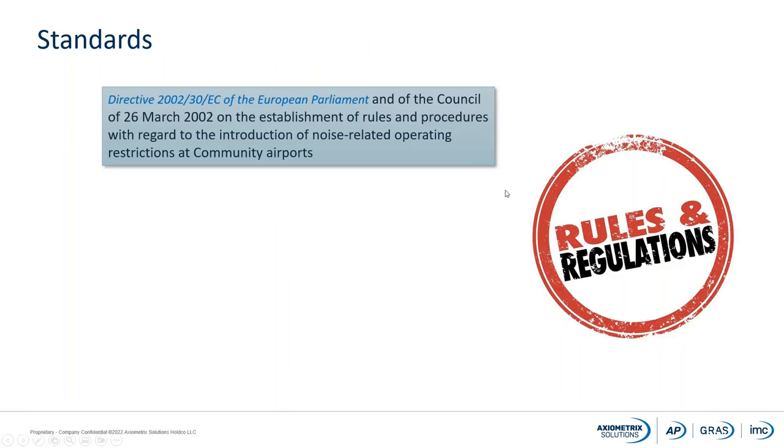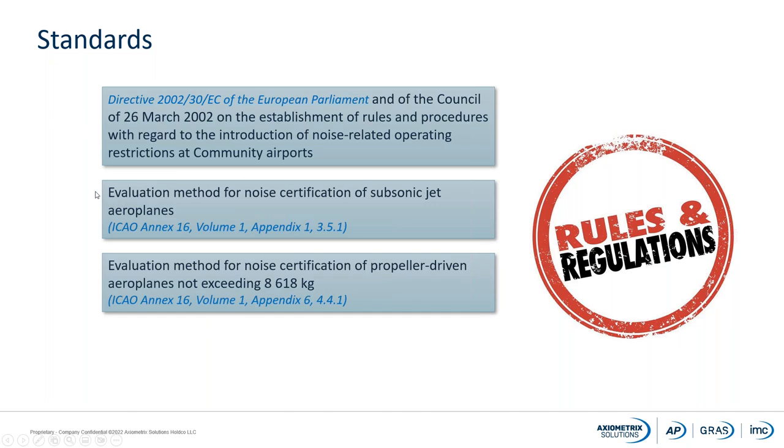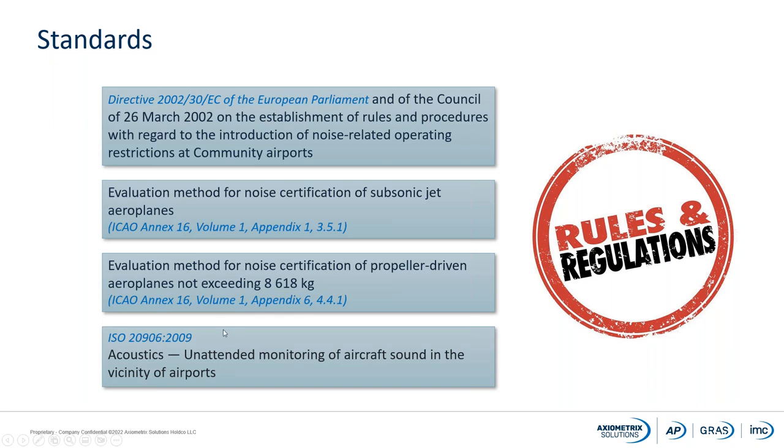But first, a little bit about the number of different rules and regulations. The first one is an EU regulation. We have the ICAO Annex 16, or Federal Aviation Authority Annex 16, which is the environmental part, the volume. And this is divided into subsonic jet airplanes and also propeller-driven airplanes. And right now there is a new standard under development, an ISO standard, the 20906.